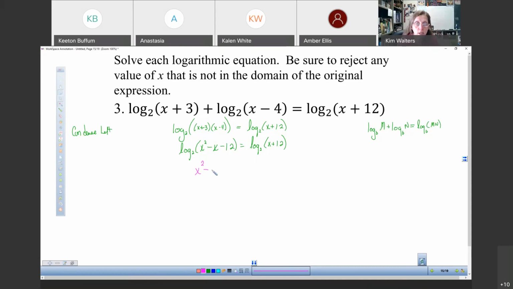All right, so now I can essentially drop those logarithms. I have x squared minus x minus 12 is equal to x plus 12. I have a quadratic equation. We've already learned to solve a quadratic equation. We have to move everything to one side and set it equal to 0. X squared minus 2x minus 24 is equal to 0.